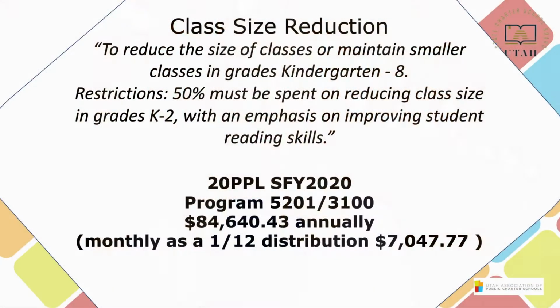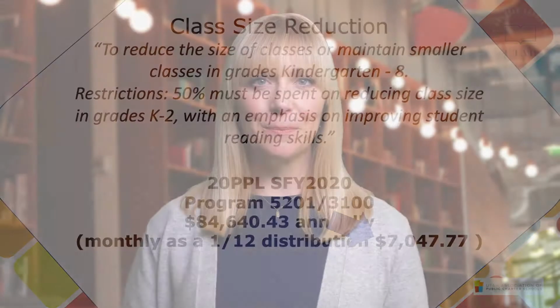Let's look at an example. Class size reduction. This money is intended to reduce the size of classes or maintain smaller classes in grades kindergarten through 8. Restrictions: 50% must be spent on reducing class size in grades K through 2, with an emphasis on improving student reading skills. On your annual allotment, you see that fiscal year 20, you'll be receiving $84,640.43 paid out at $7,047.77 a month.